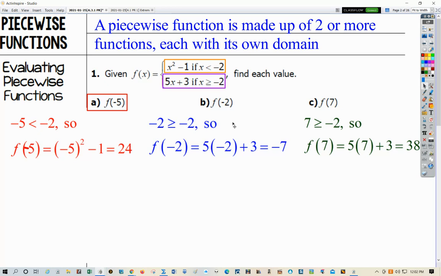Now, what about the middle piece here? What if my input value is -2? Riley, what do you think about that one? Orange or purple piece? Looks like purple. Purple, yeah, because -2 is greater than or equal to -2. It's equal to, right? -2 is not less than -2, so it definitely falls in the purple domain. We're going to use the purple function. So we plug the -2 in for x, and we get 5 times -2 is -10, plus 3 is -7.